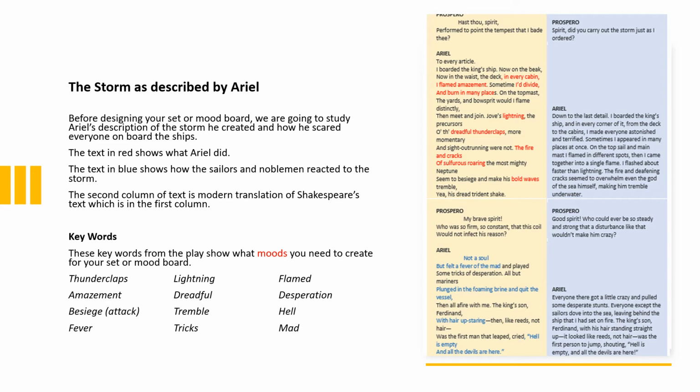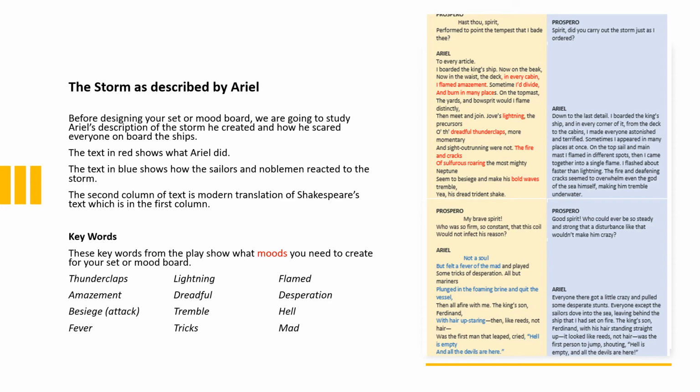Okay, so that's the Shakespearean version. If you found that a bit difficult to follow, you can read the text in the blue column, which is the modern version. You need to pick out details because this will give you the mood. I put in red and blue the keywords, and I picked out some below. These keywords in the play show what mood you need to create for your set or mood board.